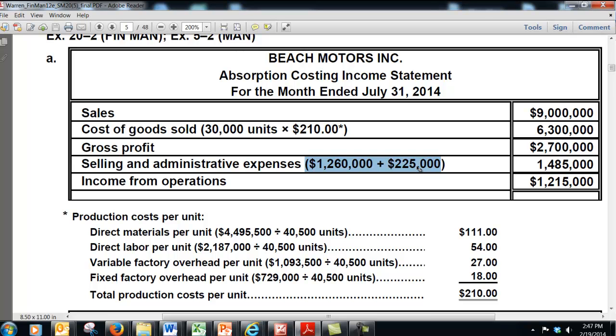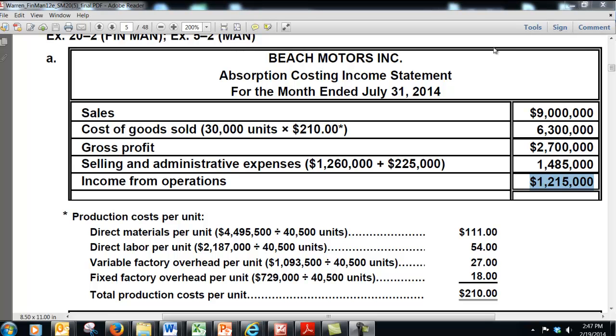We don't even need to worry about putting these on a per unit basis, the way we're working in this case at least. So we take the gross profit, subtract out the total of those selling and administrative expenses, and our income from operations is going to be $1,215,000 under the absorption costing method.